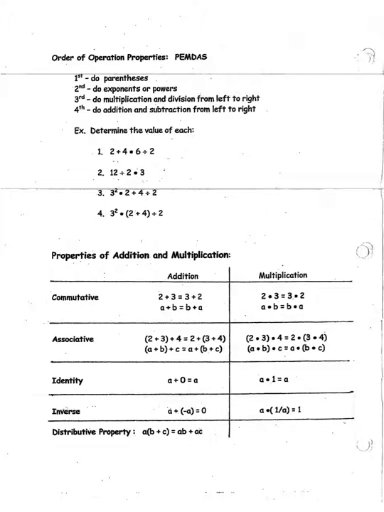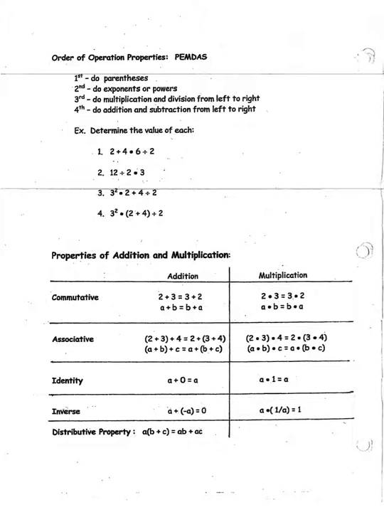So here we have some examples. Determine the value of each of these. So we have 2 plus 4 times 6 divided by 2. So if we go through PEMDAS, we don't have any parentheses, we don't have any exponents. We're going to look for multiplication and division, and whichever one of those operations comes first when we're looking at the example, we'll do that first.